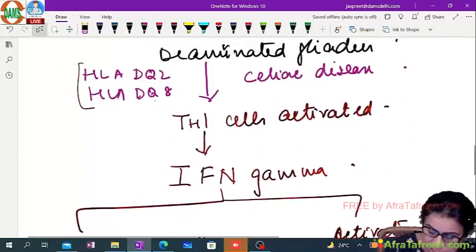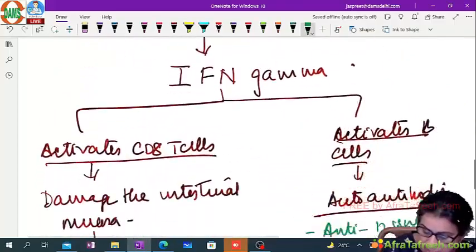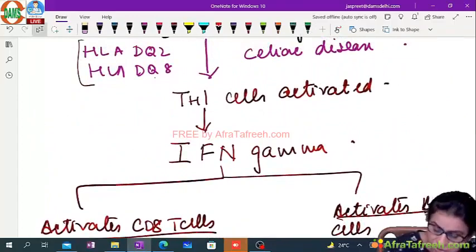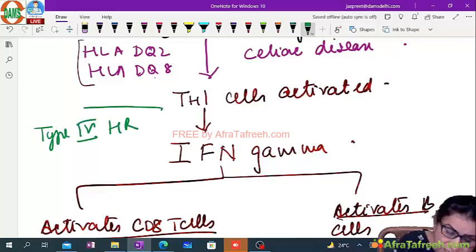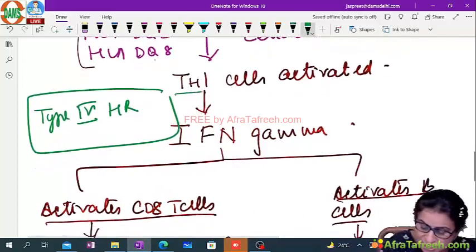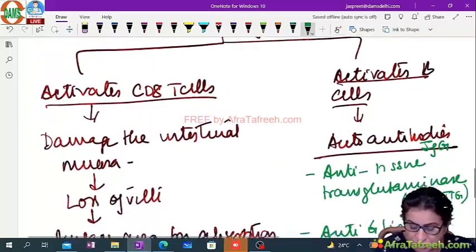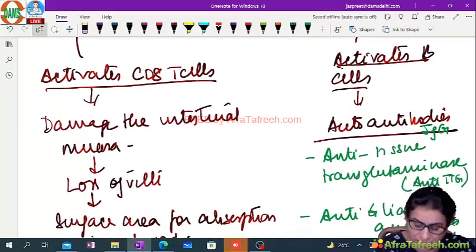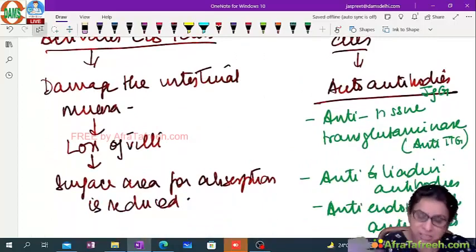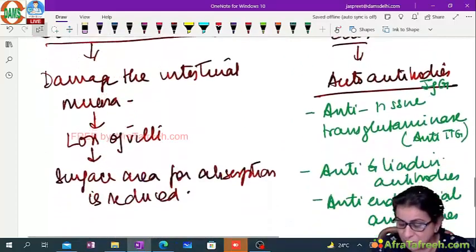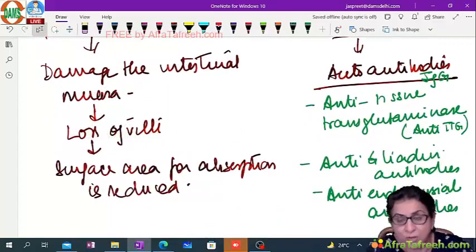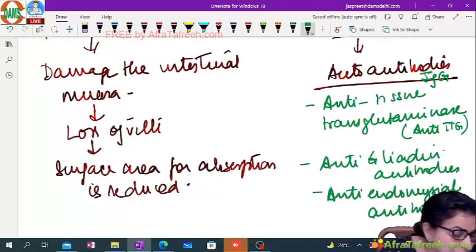HLA association with celiac is HLA-DQ2 and DQ8. And it is an autoimmune disease. Which hypersensitivity? Celiac is a type 4 hypersensitivity reaction. Which cells are activated? T helper 1 cells, which produce interferon gamma. Interferon gamma in turn activates CD8 T cells that damage the intestinal mucosa. Villi are lost and surface area for absorption reduces. And second, interferon gamma activates B cells, which produce IgA class of autoantibodies: anti-TTG antibodies, anti-gliadin, and anti-endomysial antibodies.